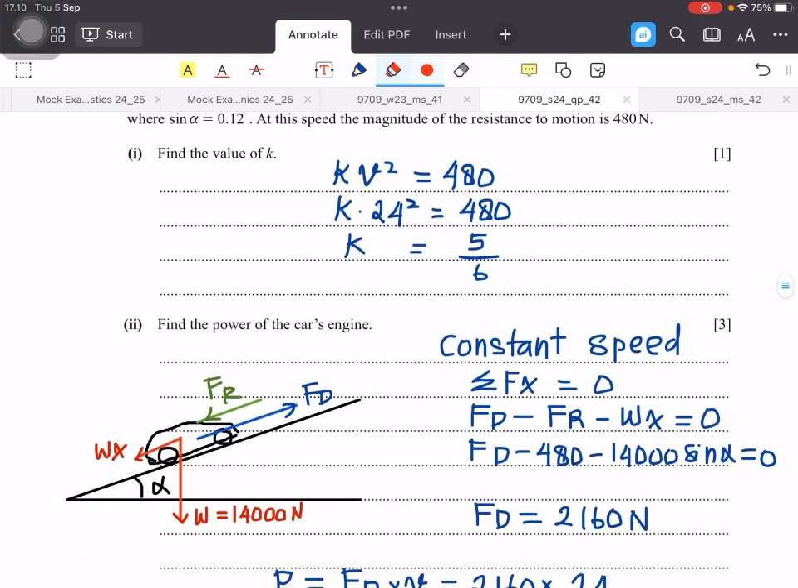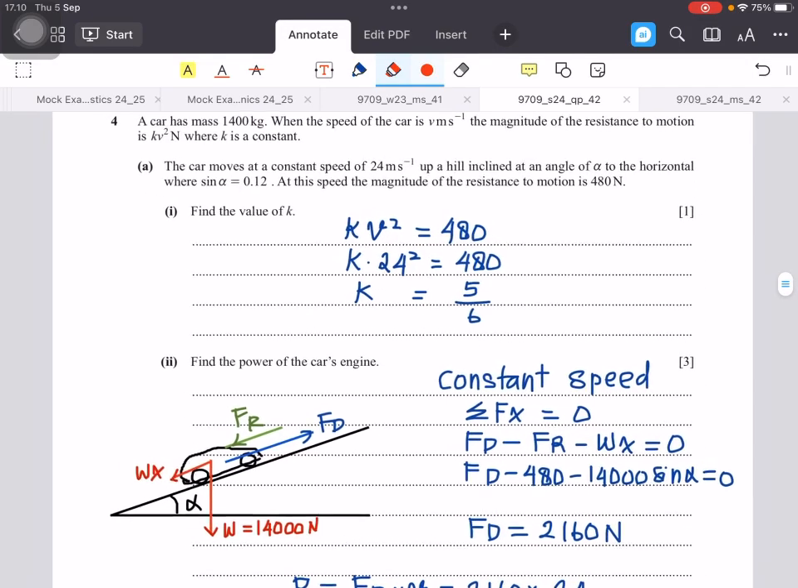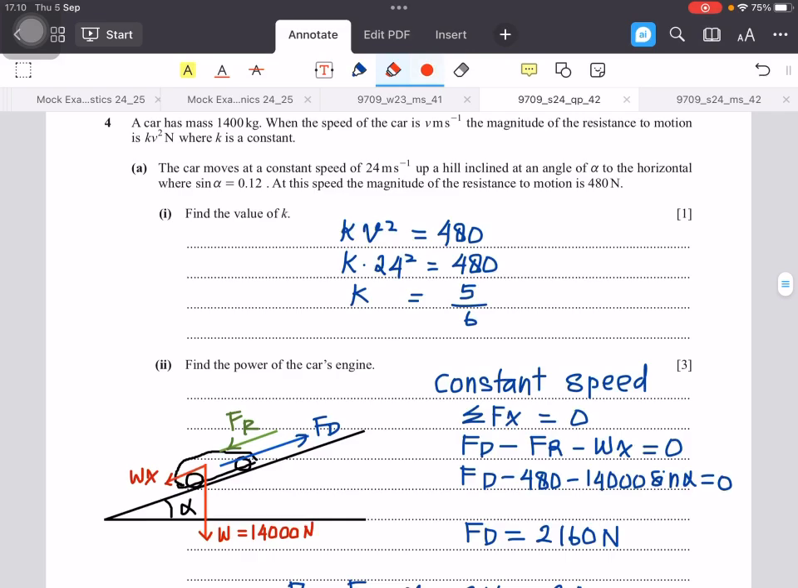Part B. Find the power of the car's engine. Since the car moves at constant speed, we can say that the net force on the car is equal to 0. But the car moves up a hill. The car moves up a hill at an angle of alpha to the horizontal. We need to draw the diagram first. This is the free body diagram for the car.